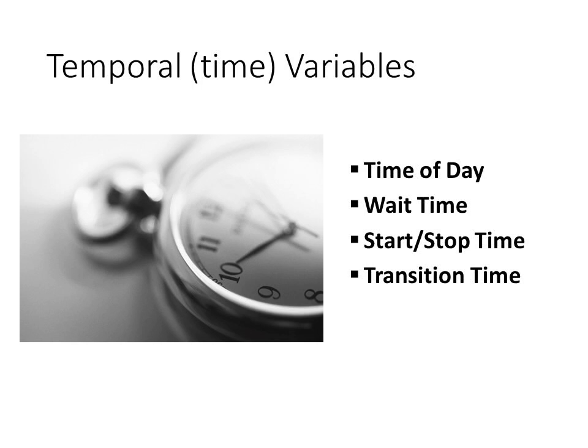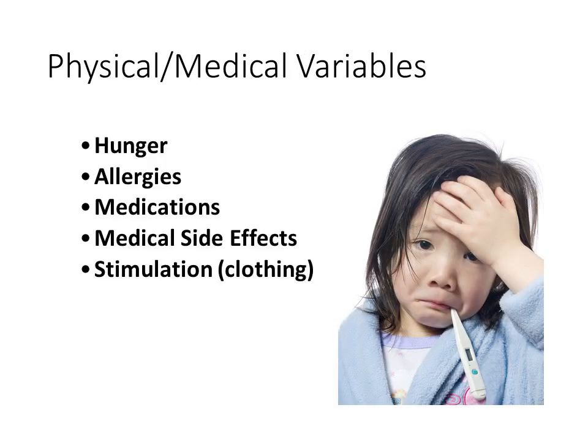Temporal variables refer to time. This could be specific to the time of day, how much wait time you give a student, the start and stop time of an activity, or transition time throughout the day in their activities. Physical and medical variables include hunger, allergies, medications, medical side effects, and stimulations such as clothing tags.